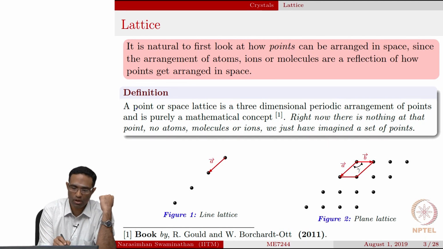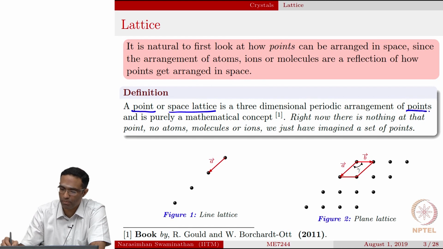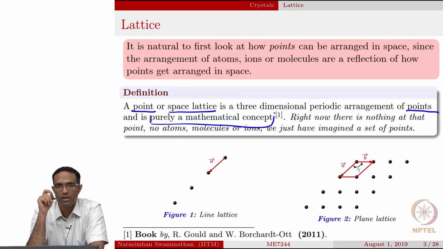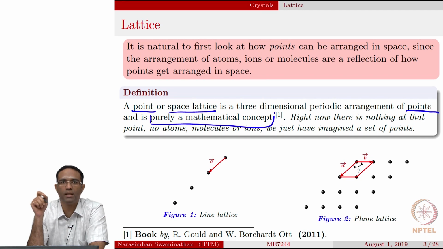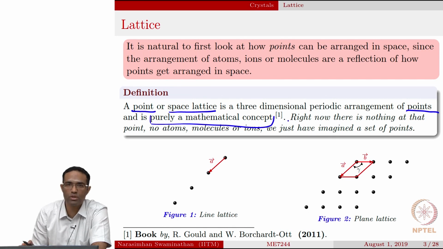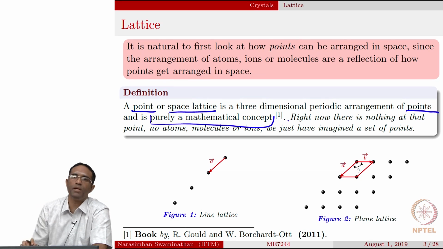So, a point or a space lattice is a 3-dimensional periodic arrangement of points. So, when we say points here, at this point we are only referring to a purely mathematical concept, which means that it is an imaginary point in space and there is nothing placed at that point. So, it is important for us to hold on to this idea that there are only imaginary points and no specific object that is being placed at that point or around that point.